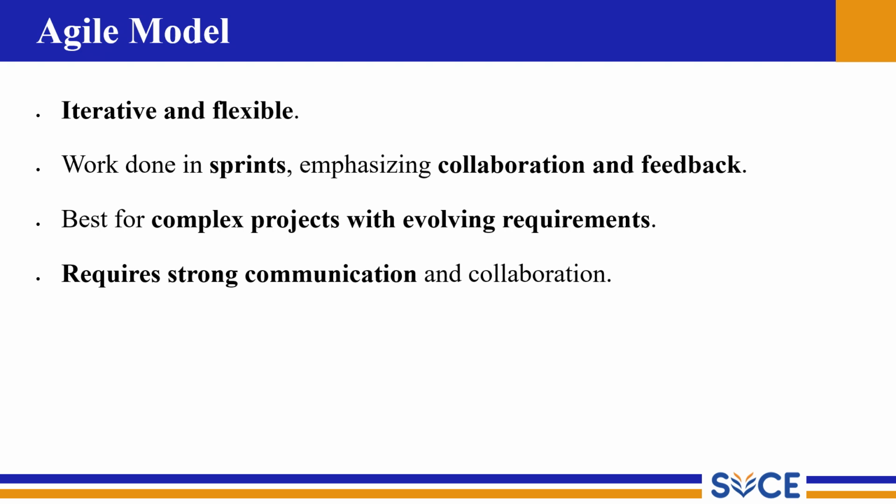The agile model is quite different. It's iterative and flexible. Work is divided into short cycles called sprints, usually lasting 2 to 4 weeks. At the end of each sprint, a working version of the software is delivered, tested, and improved. Agile focuses on collaboration, customer feedback, and adaptability. It's best for complex projects where requirements evolve over time. Tools like Scrum and Kanban support the agile process.